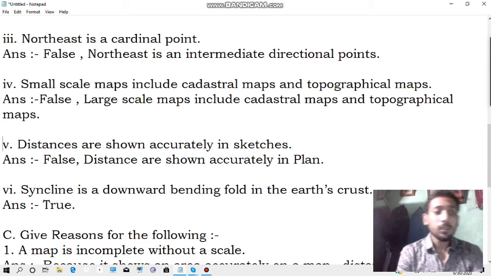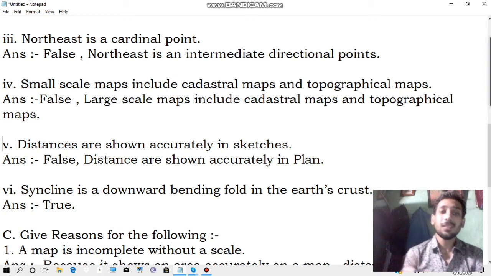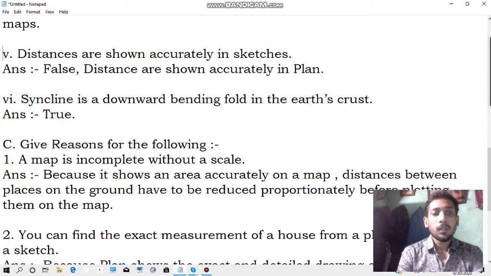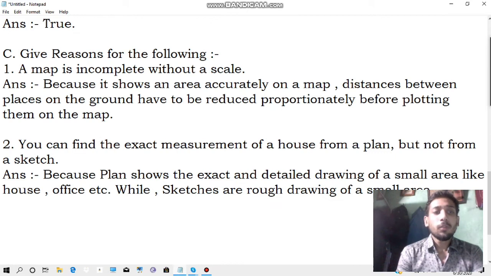Thereafter, we will go for number six. Syncline is a downward bending fold in the earth crust, which is absolutely true. As I have told you, in the fold mountain, there is a syncline and anticline. Syncline is the downward side and anticline is the upward side. Thereafter, we will go for give reasons. Give reason for the following.